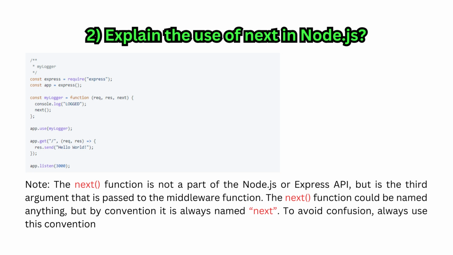Note: the next function is not a part of the Node.js or Express API, but is the third argument that is passed to the middleware function. The next function could be named anything, but by convention it is always named next. To avoid confusion, always use this convention.